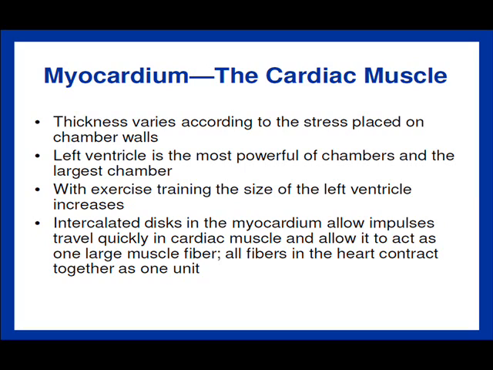Intercalated discs in the myocardium, the cardiac muscle, allow impulses to travel quickly and allow it to act as one large muscle fiber. In other words, all fibers in the heart contract together as one unit. So how do you think that works? What's an intercalated disc? In physiology, we have another term we use. You've heard the term gap junction? So what's a gap junction? What's the role of a gap junction?